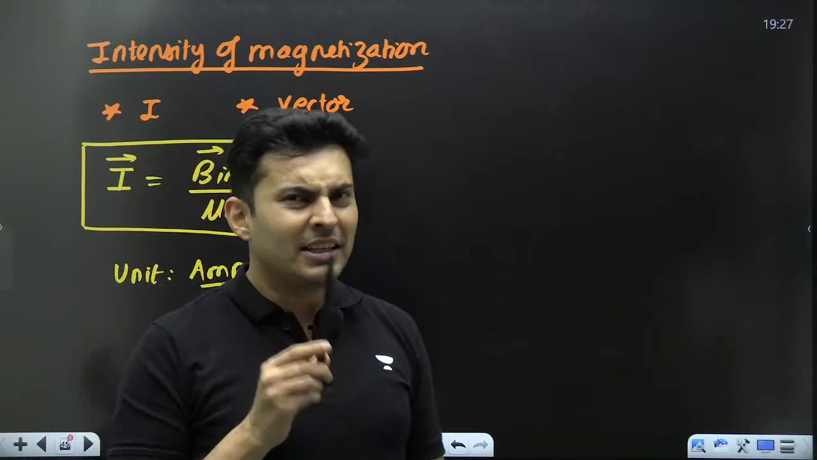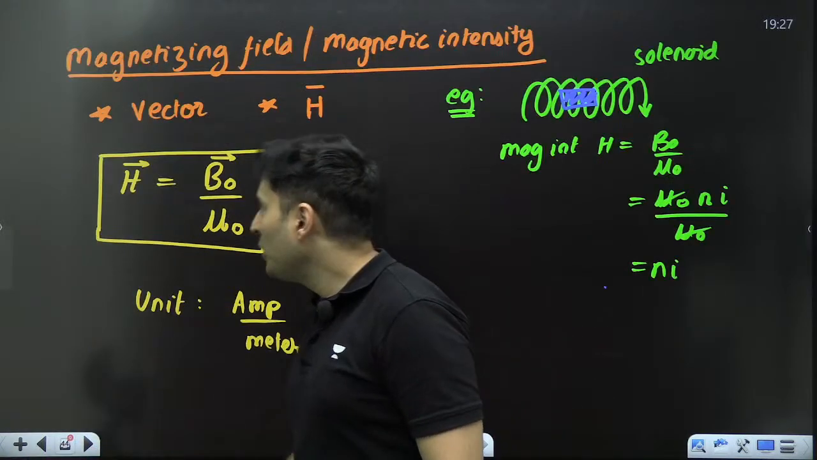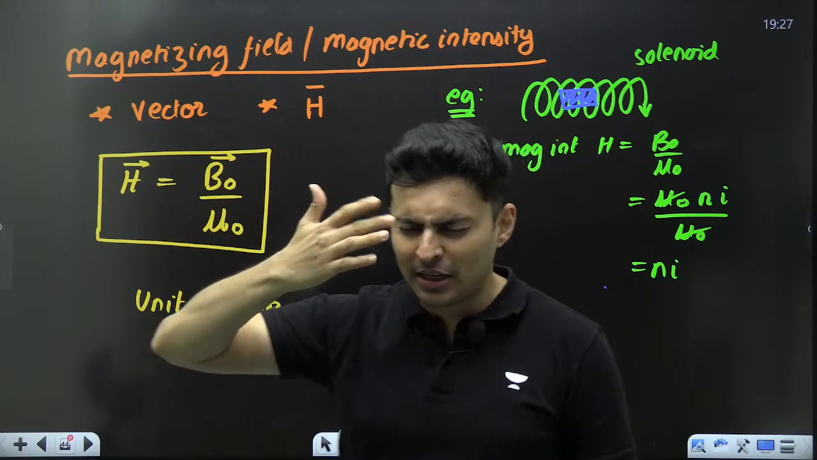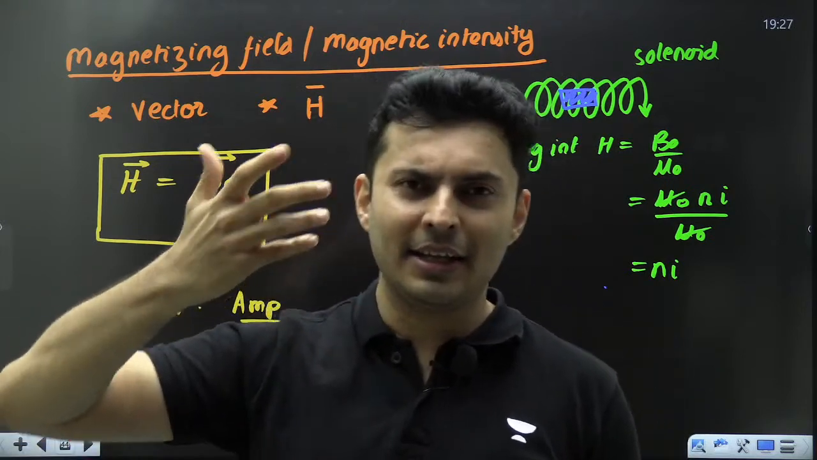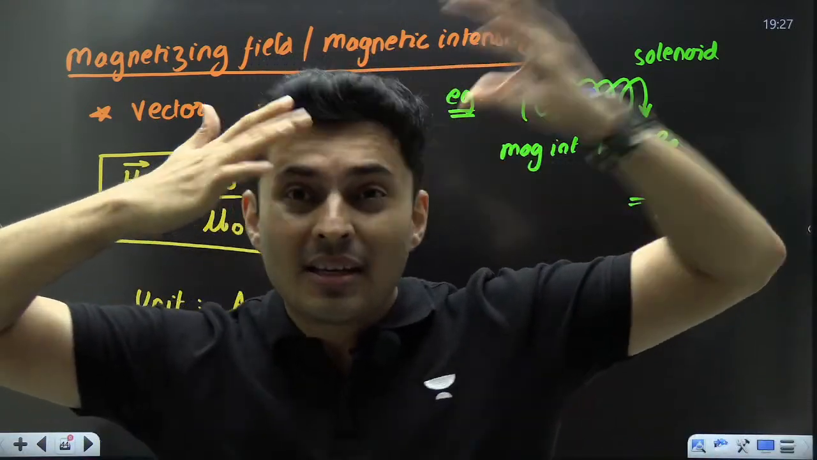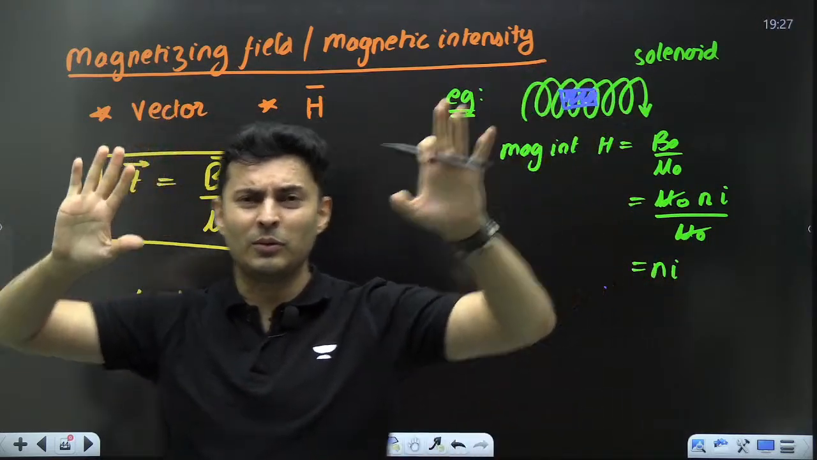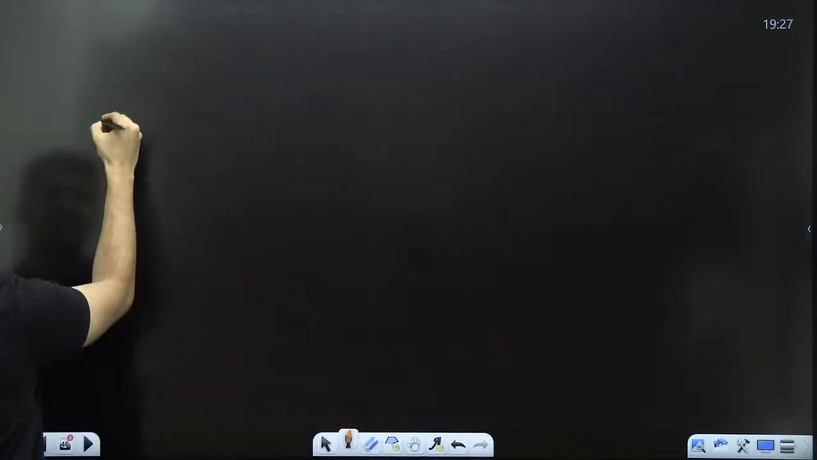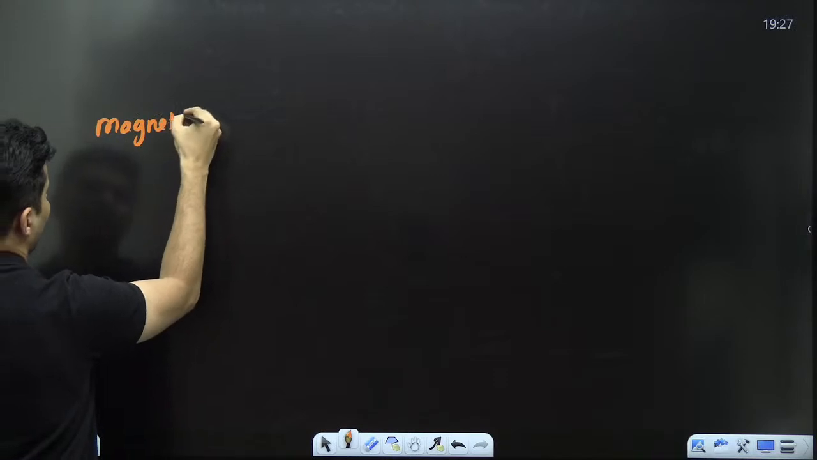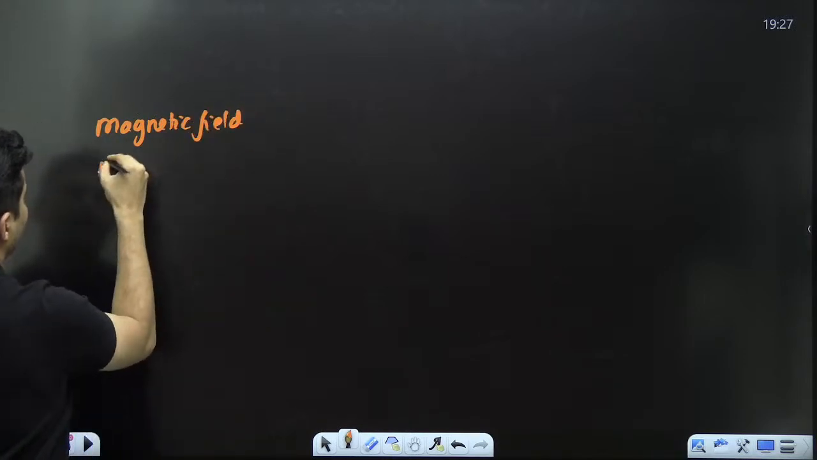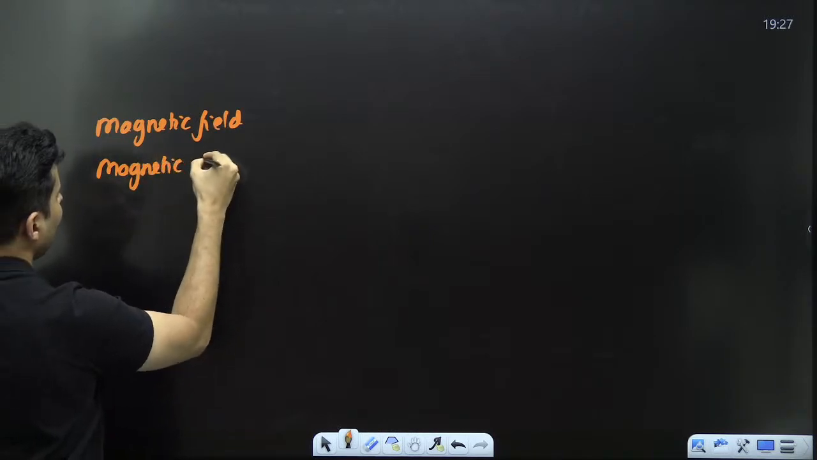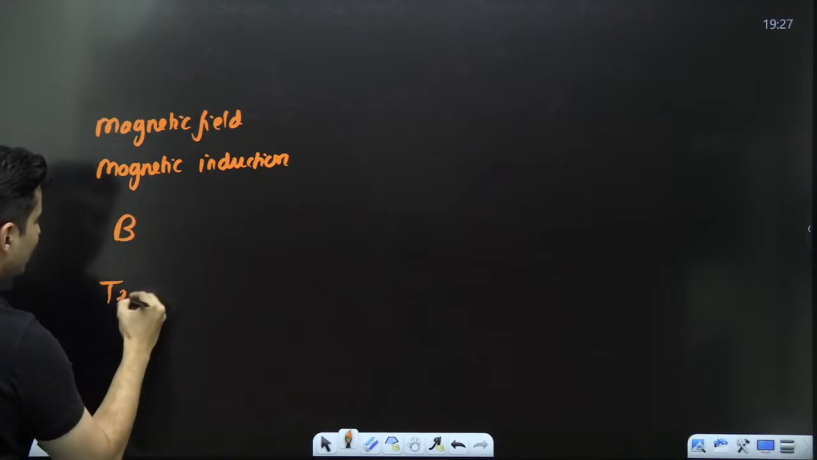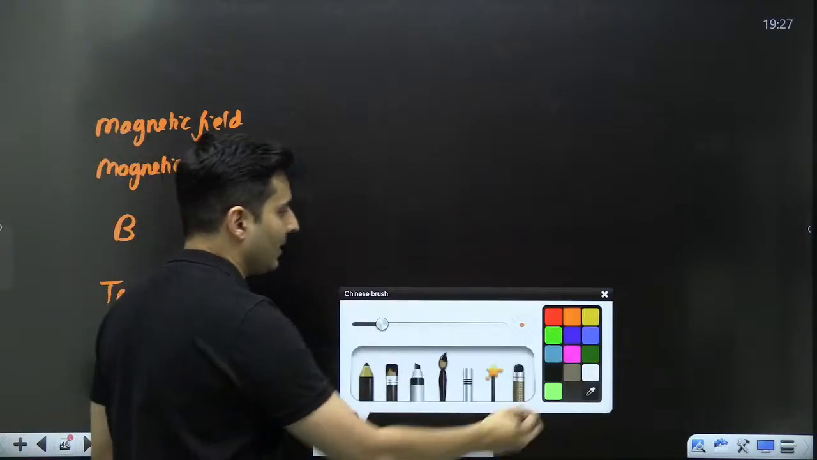Next thing. You're like, sir, this is confusing for me. How many of you always get confused about which is H, which is I? Magnetizing field, magnetic field, magnetic induction, intensity of magnetization, magnetic intensity. Sir, crazy, sir. What is this? I'll keep it simple for all of you. See, if I use terms like magnetic field or magnetic induction, what am I referring to? I'm referring to the symbol B, which is in Tesla, correct?